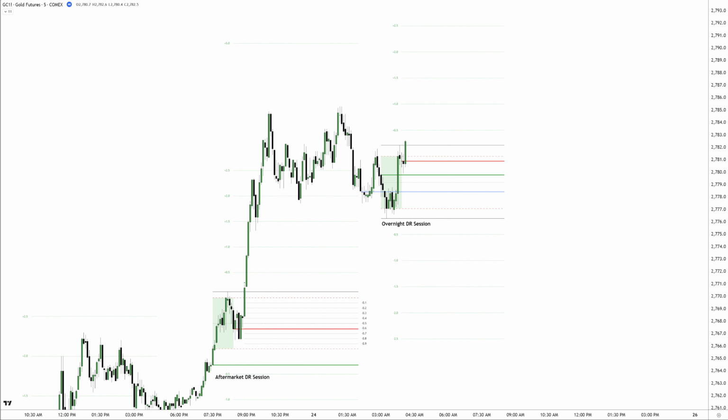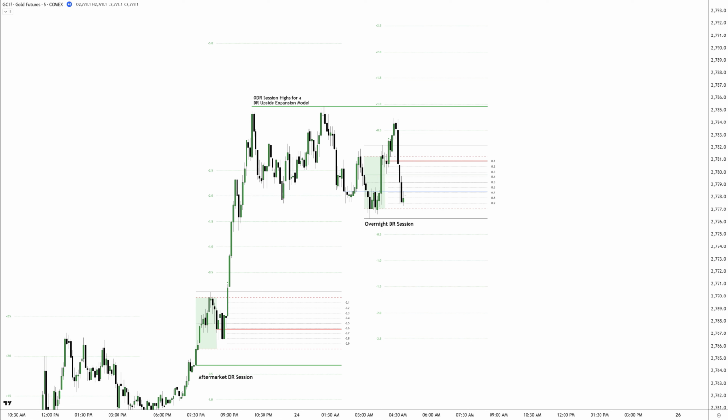For potential long setups, targets could already be predefined. The +1 standard deviation level was a perfect confluence area, aligning not only with the next standard deviation level, but also with the aftermarket DR session highs, which should ideally be taken out in a DR upside expansion model.